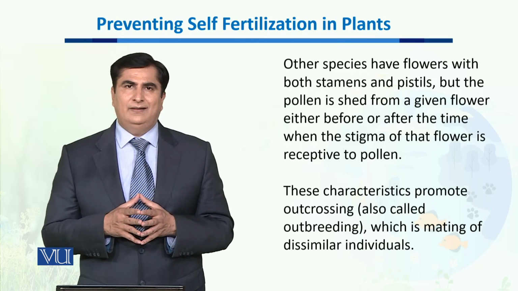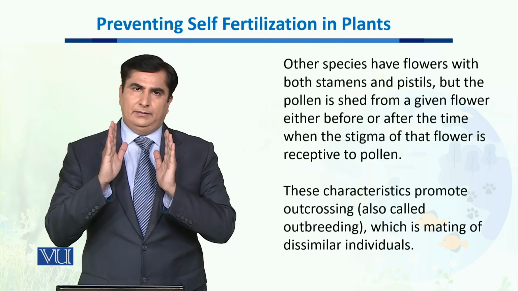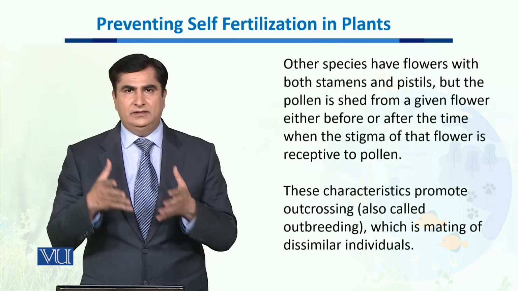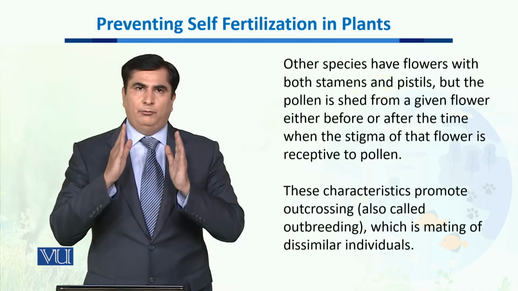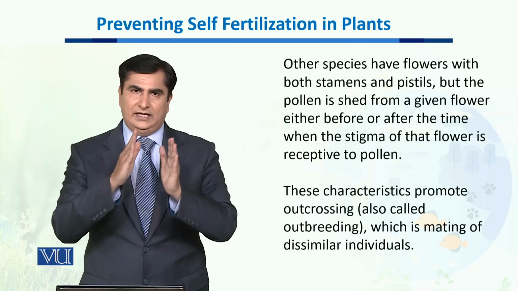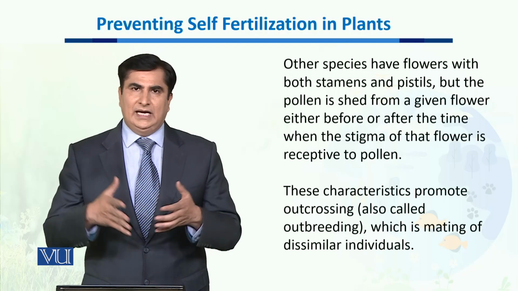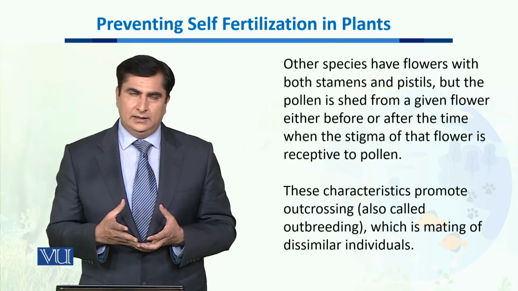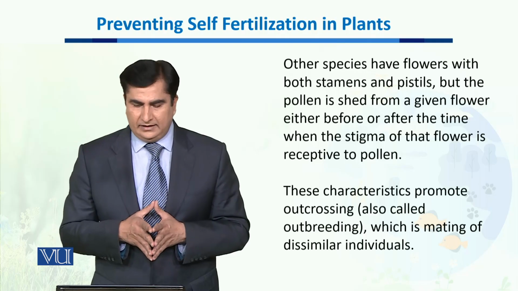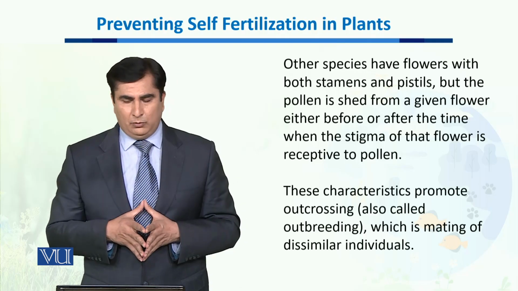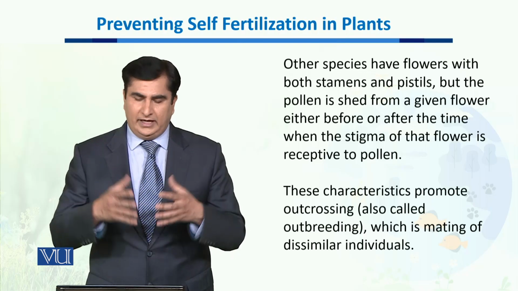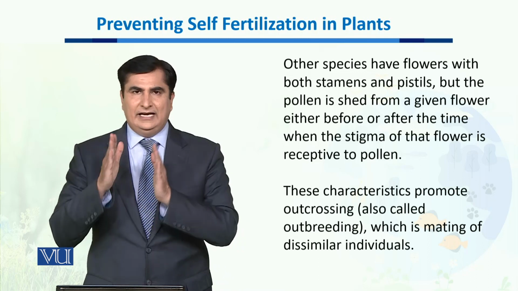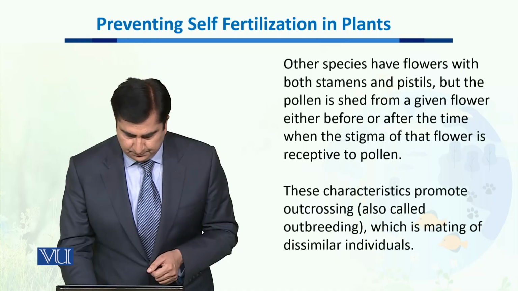Then there are some other species which have both male as well as female parts on the same flower, meaning they have stamens as well as pistils, but pollen is shed from a given flower either before or after the time when the stigma of that flower is ready to receive the pollens. So this is also a very important characteristic. This characteristic promotes outcrossing or outbreeding, which is the mating of different individuals of the same species.